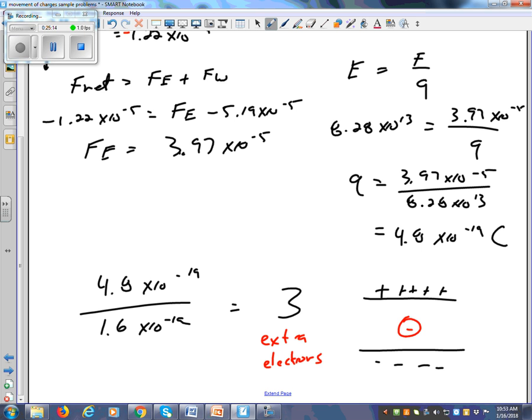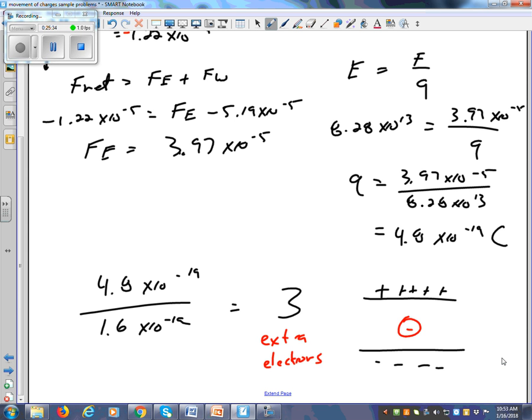I know that there's a question somewhere in your future that says, does it have extra electrons or does it have a lack of electrons? If it's negative, it has extra. So you divide by 1.6 to know if it has extra electrons? No, to find out how many elementary charges it is.